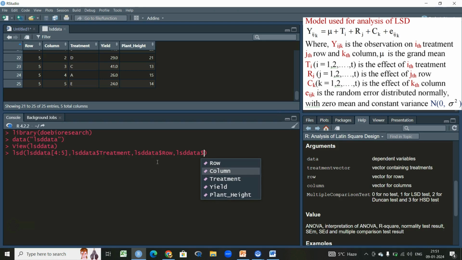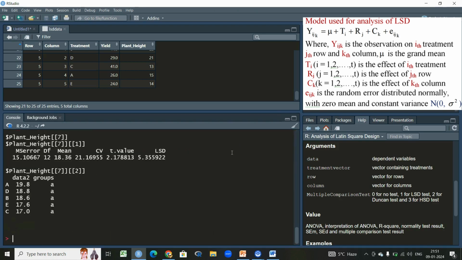Then comma 1, because this argument is used for post hoc analysis. If I write 0, then no post hoc analysis, no multiple comparison test for the means, will be done. If I write 1, I'm interested in least significant difference. If I write 2, this stands for Duncan's multiple range test. If 3, then it will give the output in terms of Tukey's HSD. I am interested here in the post hoc analysis in terms of least significant difference, or the traditional critical difference. Then I will press enter. So we have the results here.